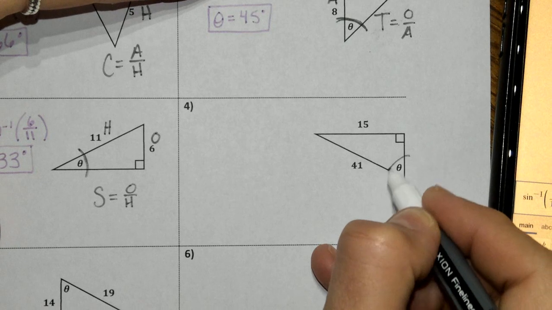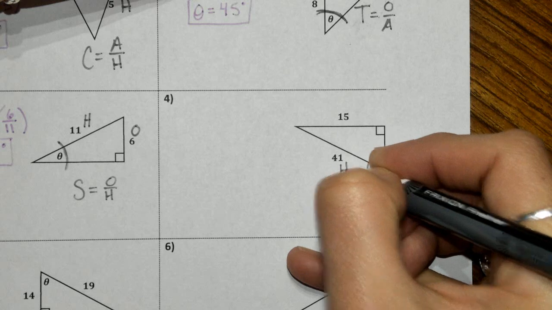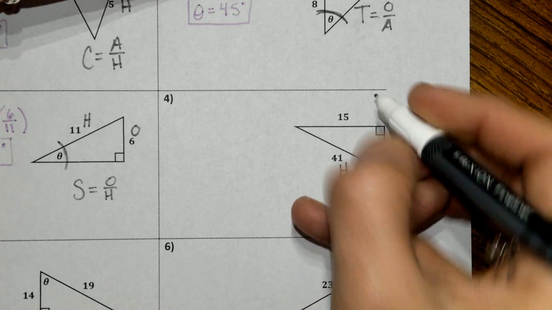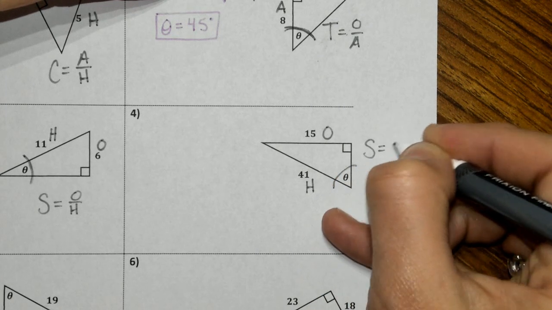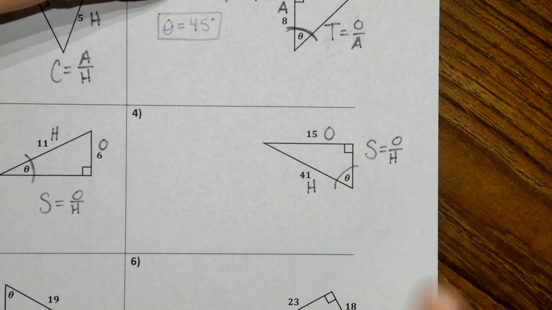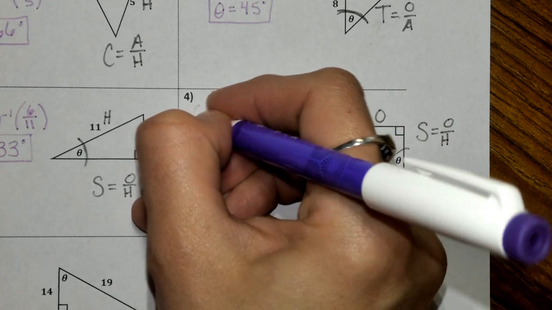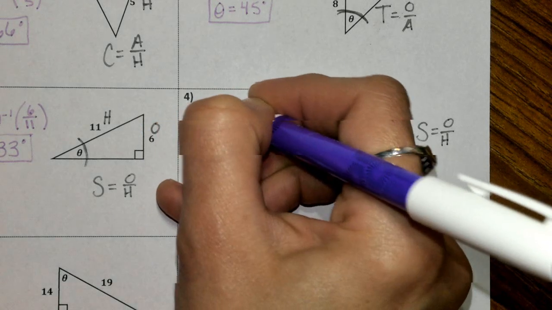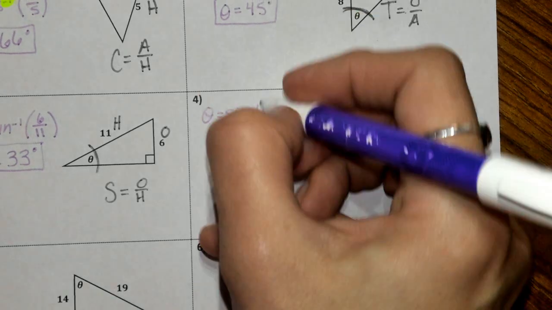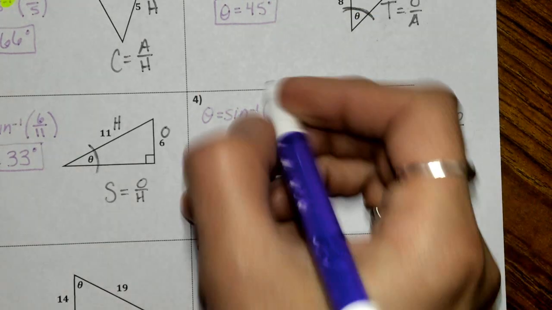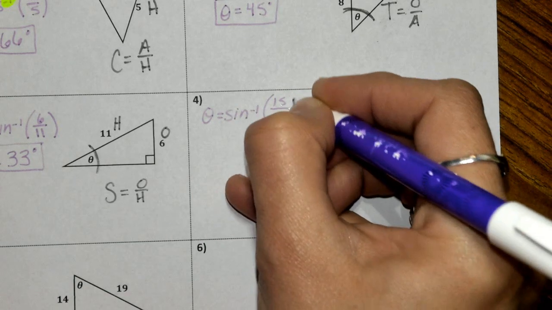Next, reference angle is theta, hypotenuse, yep, you're using it. And then 15 is on the opposite side. So O and H is sine. So we're going to set this up directly into theta equals the inverse sine, this one right here, the inverse sine of, parentheses, opposite, 15, over hypotenuse, 41.